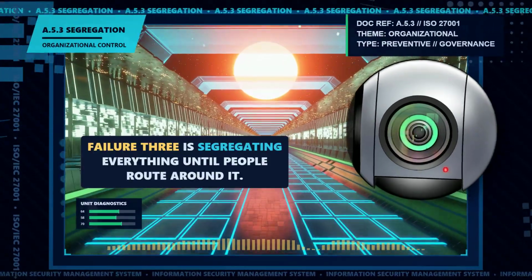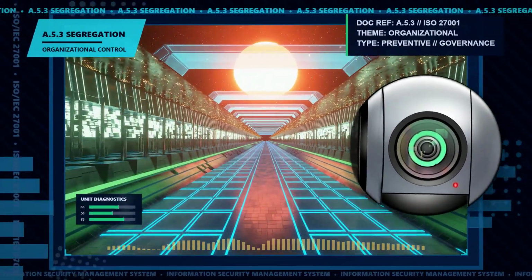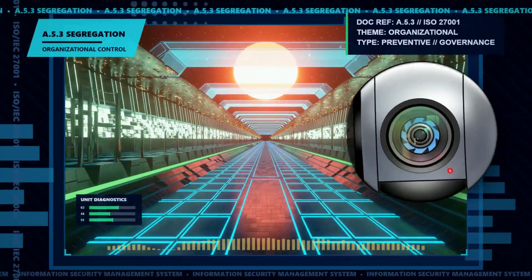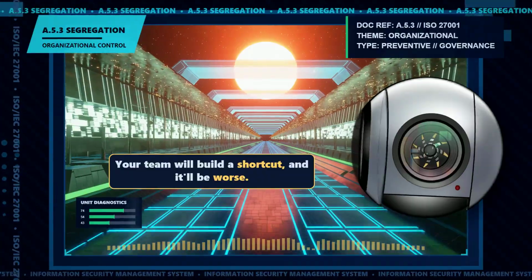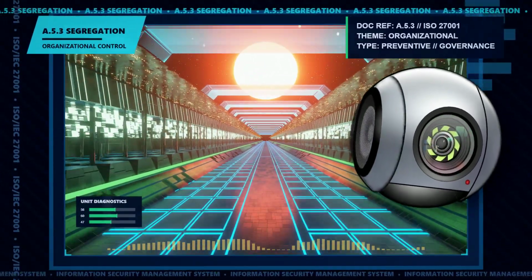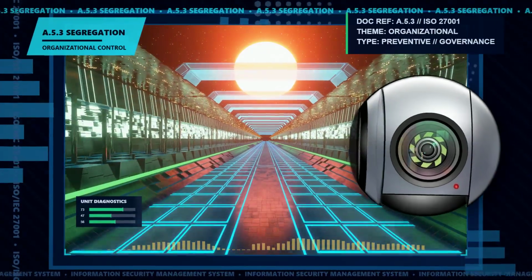Failure 3. Segregating everything until people route around it. If approving a one-line copy change takes 3 humans and a day, your team will build a shortcut, and it will be worse than what you had. Friction is a budget. Spend it on the risky actions and nowhere else.